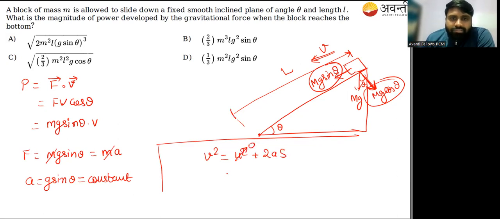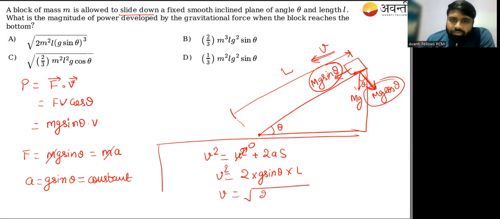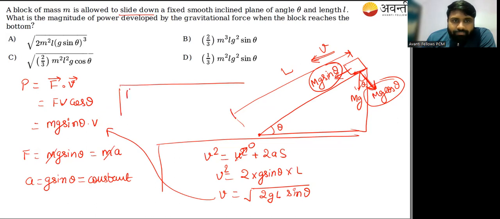Now initial velocity is 0, because it is sliding down from rest. So V square equals 2 into acceleration, which is g sin theta, into S, which is L, the length. Now V will be the square root of 2 g L sin theta.